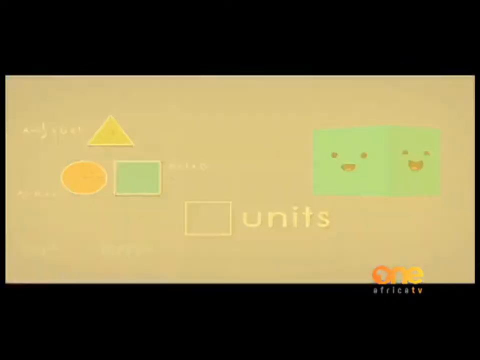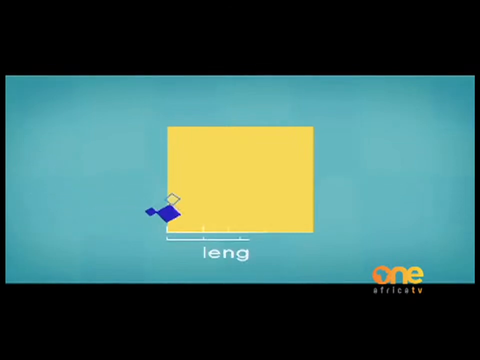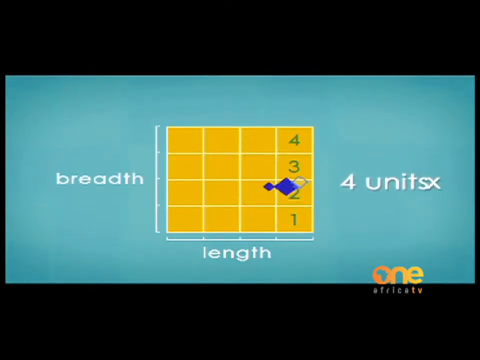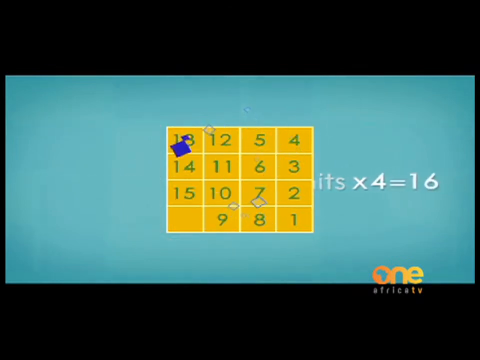To understand this better, let's look at a square. The area of a rectangle or square can be worked out when we take the length, in this example 4 units, and multiply it by the breadth, which in this instance is also 4. This would give us an area of 16 square units.